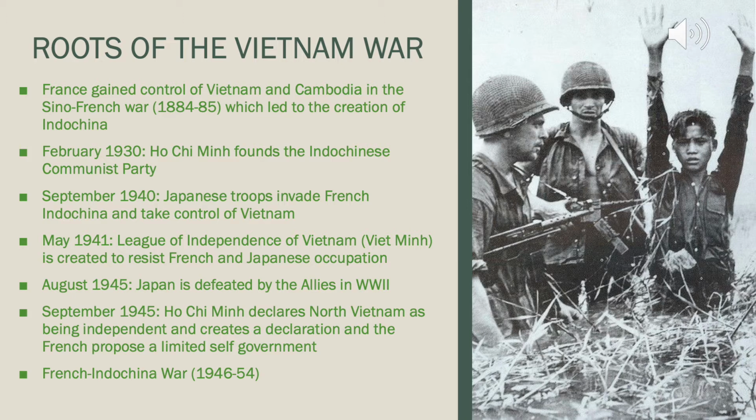And then Japan was actually defeated in World War II, and this led to them withdrawing from Vietnam. And so Ho Chi Minh declared Vietnam as an independent nation, independent from southern Vietnam. And he resisted a French proposal for self government that was limited, and so this led to the French Indochina War.